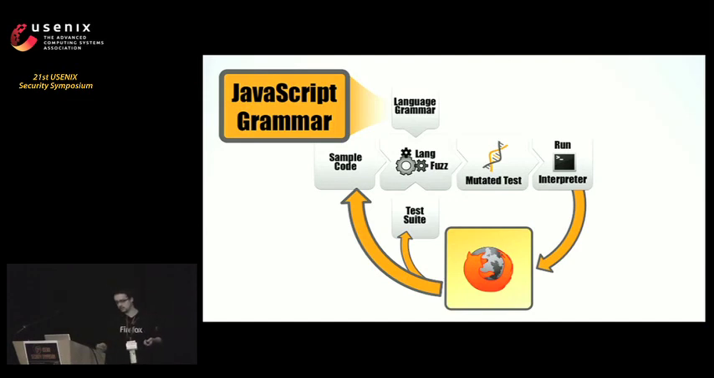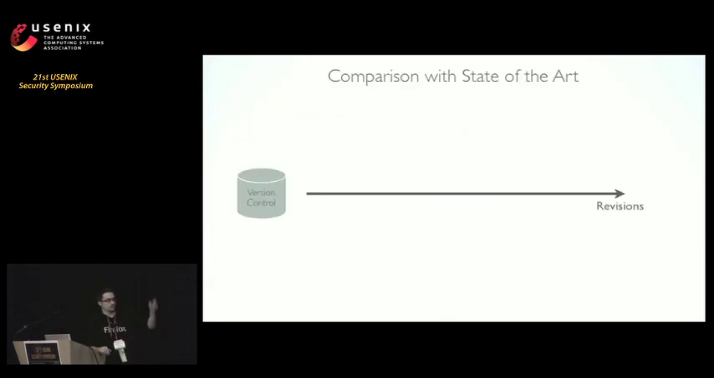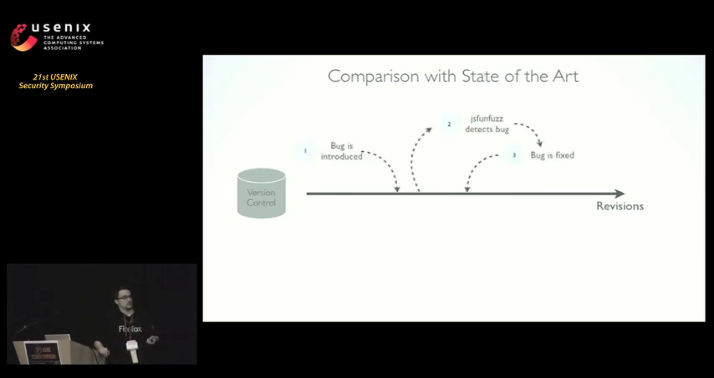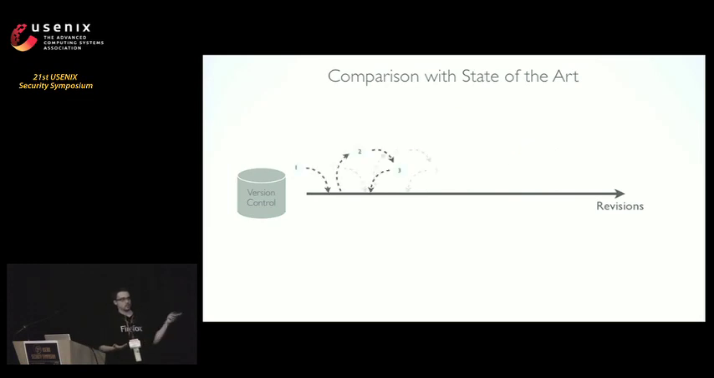The main reason why that is not going to work is JS1Fuzz is part of the development process. That means there are continuously bugs being detected and fixed during the development process because JS1Fuzz is continuously run every day on Firefox. So why is that a problem? If you take a look at the version control system and you take a look at the life cycle of a single bug that is found due to JS1Fuzz, then at some point the bug is introduced, JS1Fuzz detects the bug, and at some point it's fixed. And this happens all the time during the development process.